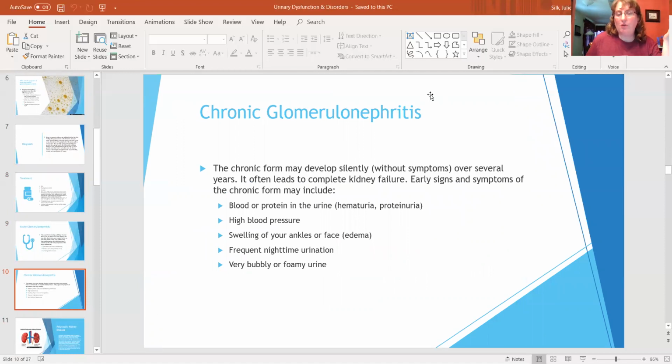There is a chronic form of this. This can develop silently without symptoms over several years, and then it could lead to complete kidney failure. Early signs and symptoms of chronic can include blood or protein in the urine, high blood pressure, swelling of the ankles or the face, frequent nighttime urination, and then very bubbly or foamy urine.